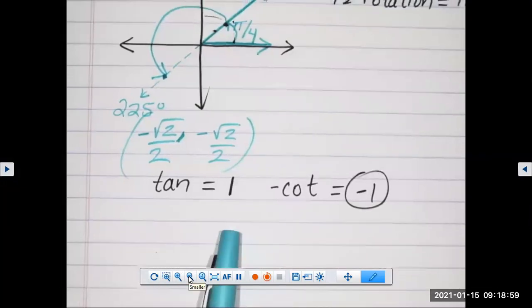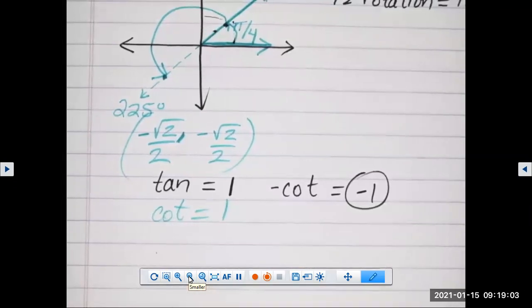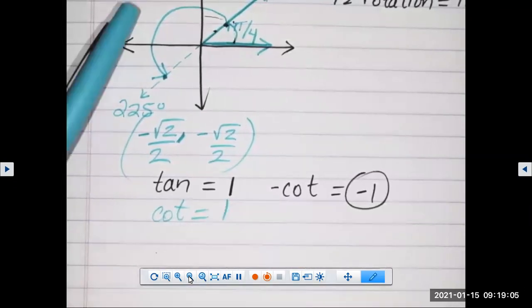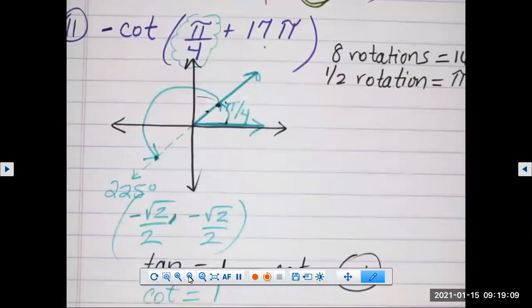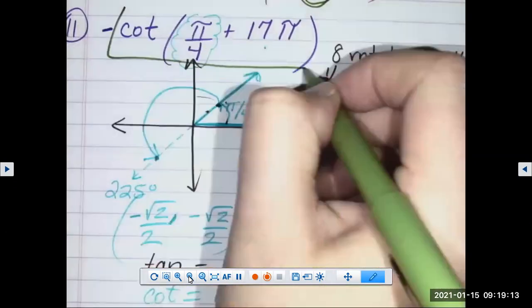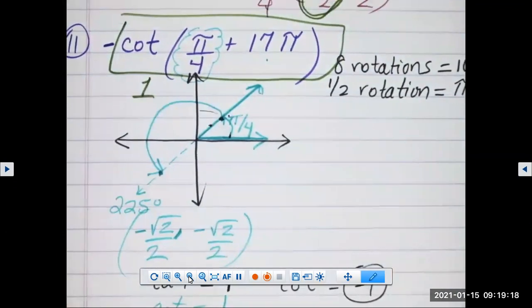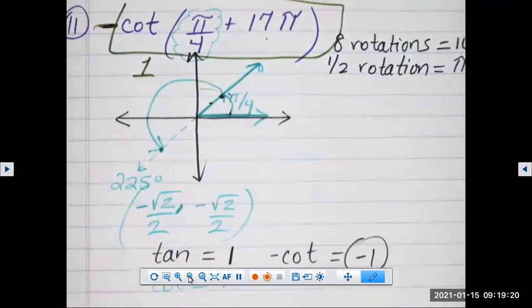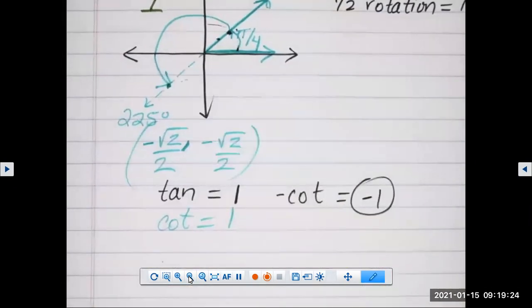Tangent and cotangent are both going to be positive 1. But since they put the negative sign, like in your problem, in front of that, like this part, does that make sense? Like this part here would be positive 1. Yeah, tangent and cotangent are the only trig functions positive in the third quadrant.